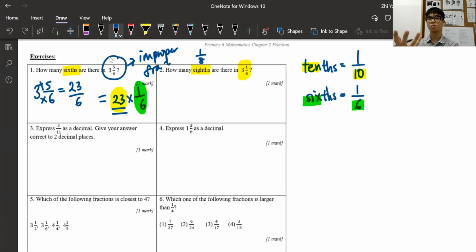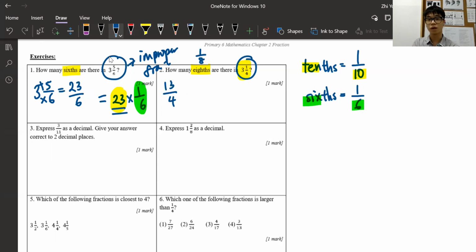We just make it 1 over 8. Okay? The same way, we convert this to an improper fraction by 4 times 3 equal to 12. 12 plus 1 is equal to 13. So it's equal to 13 over 4.